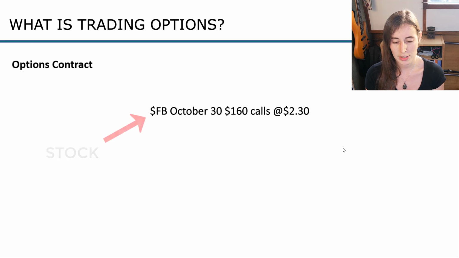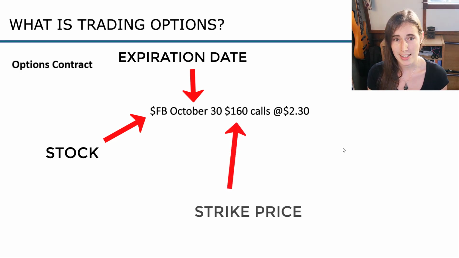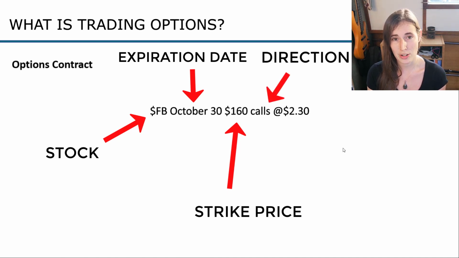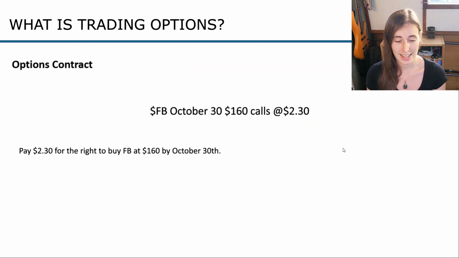Here's an example of what an options contract looks like. So here we have the stock, which is Facebook. We then have the date, which represents the expiration date of the contract, followed by the price of the stock, which is known as the strike price. Calls, which is the direction. So as we know, the call option is the right to buy. So in this specific contract for Facebook, we are looking for the right to buy Facebook. And then the price of the actual contract, which is set here at $2.30. So basically what this contract is saying is that we'll pay $2.30 for the right to buy Facebook at $160 by the 30th of October.